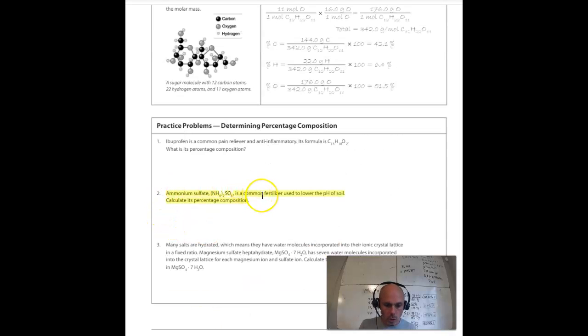So I'm going to recommend that you try practice problem 2 on this same page by yourself to find the percent composition of nitrogen, hydrogen, sulfur, and oxygen in ammonium sulfate.